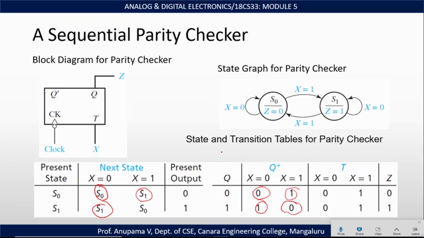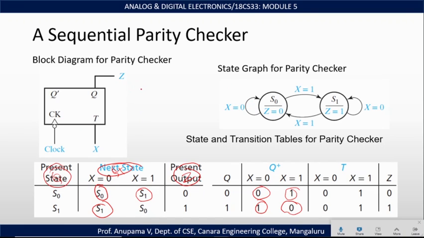Output remains the same. Present output I have written Z. Present state I have written Q. Next state I have written Q plus. You can see the additional two columns, T for x is equal to 0, T for x is equal to 1.